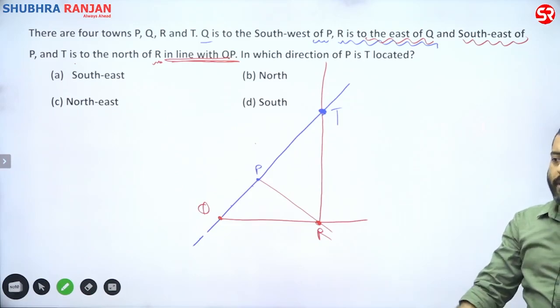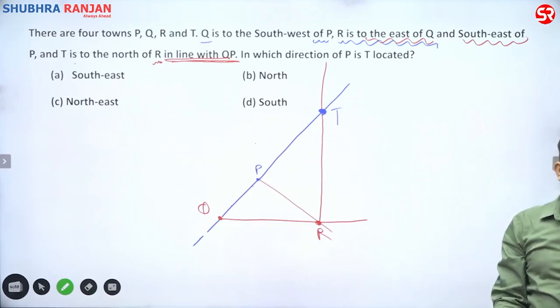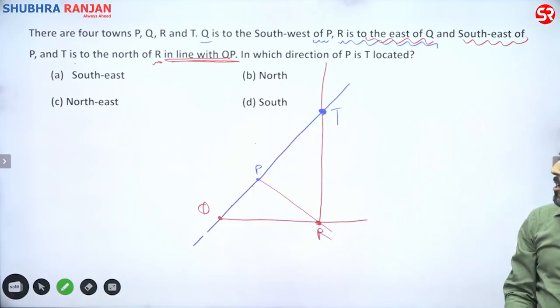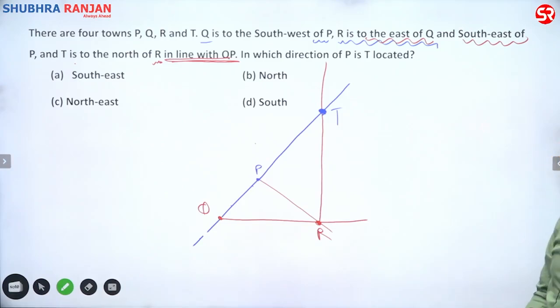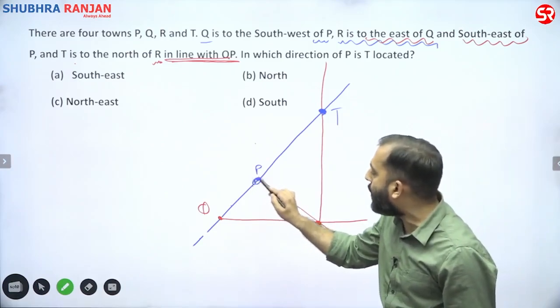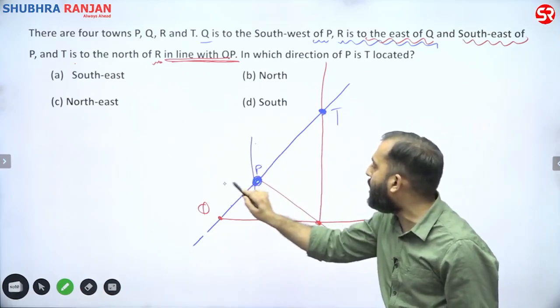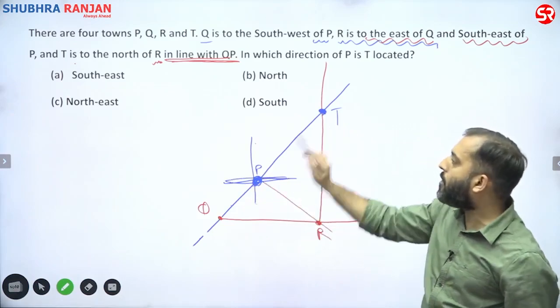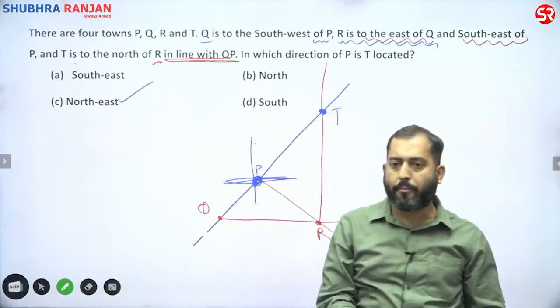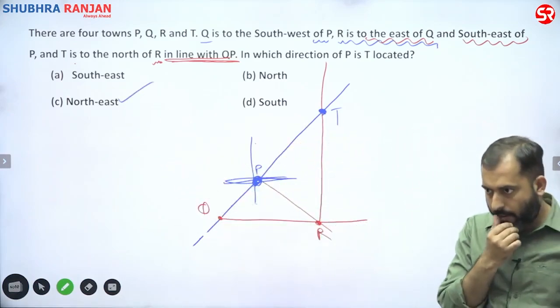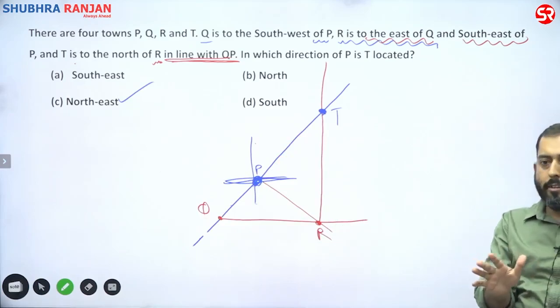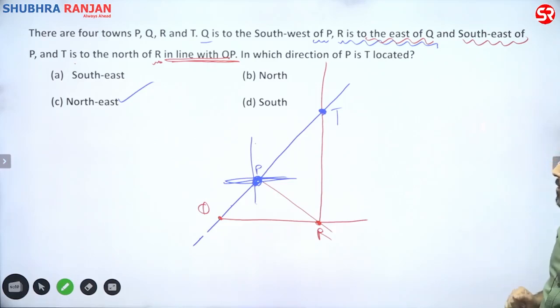Is this clear to everybody? Any doubt at any point, please ask. Now what we want to find out is in which direction of P is T located. So with respect to P, in which direction is T located? Northeast, so the answer has to be option C. Clear to everybody? Okay.